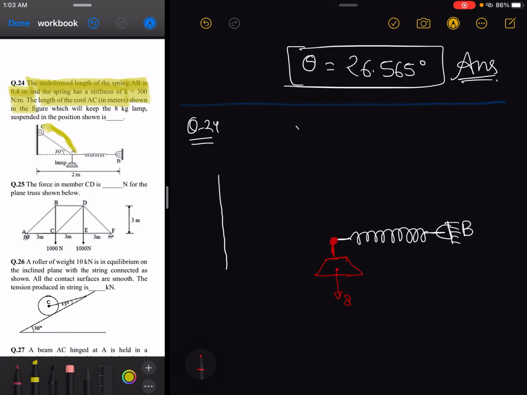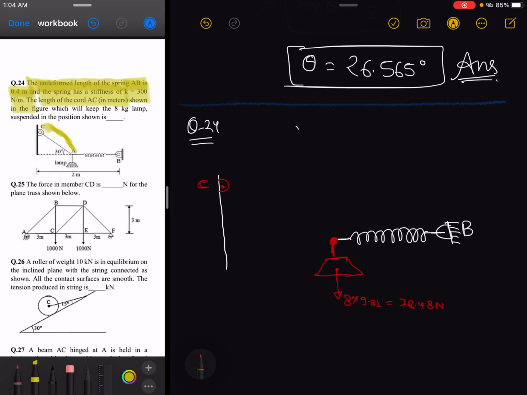If you want to find out the weight, you have to multiply by the acceleration due to gravity. It is nothing but 8 into 9.81 Newton, and it comes out to be 78.48 Newton.